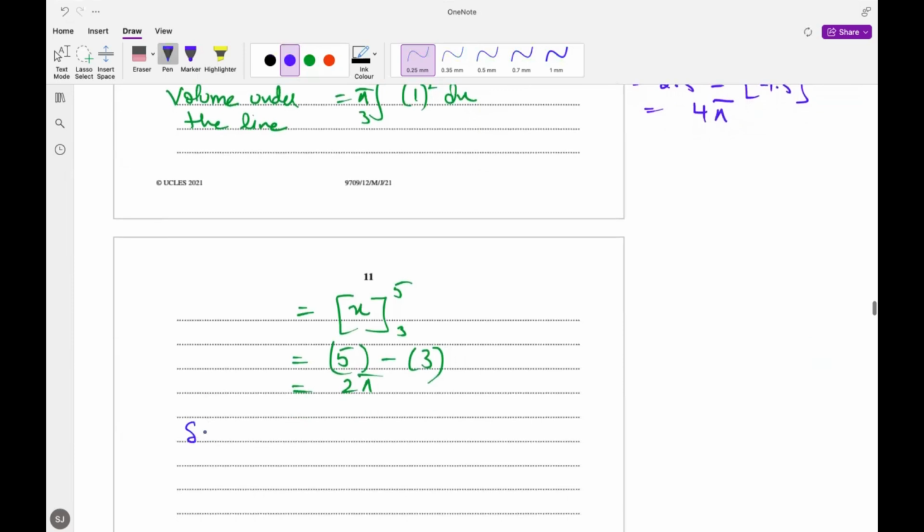So for the volume of the shaded region, we'll just simply subtract the two volumes. So the shaded region will be equal to 4 pi minus 2 pi. So the final answer will be equal to 2 pi.